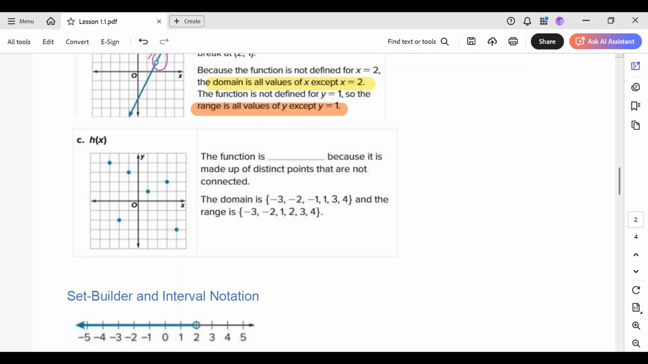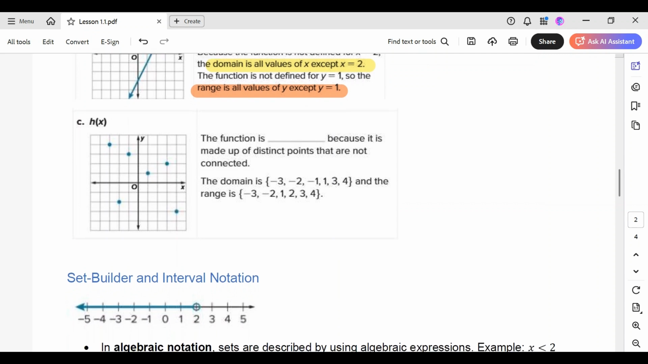When we look at C, h of x, there's nothing connected. Because there's nothing connected, it means it is called discrete.